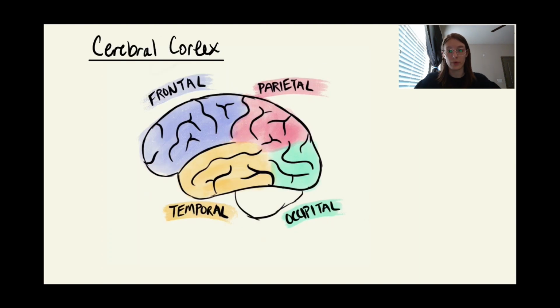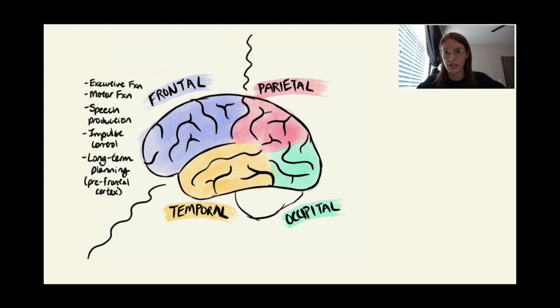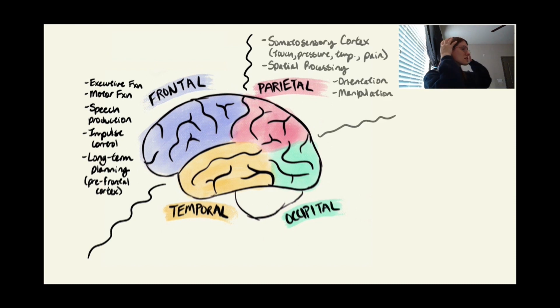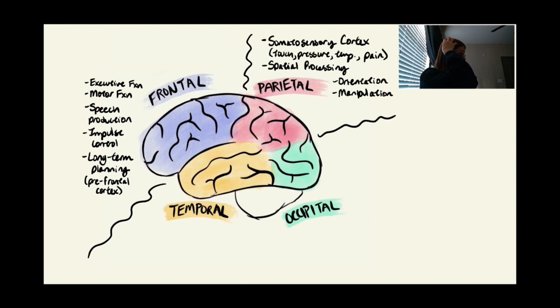Next, we'll look at the cerebral cortex. So first we have the frontal lobe, which is located right behind the forehead, kind of this area here. And it has executive function, motor function, controls speech production, impulse control, and long-term planning. The parietal lobe is located behind the frontal lobe, so about right here. And it contains the somatosensory cortex. It controls spatial processing, orientation, and manipulation.